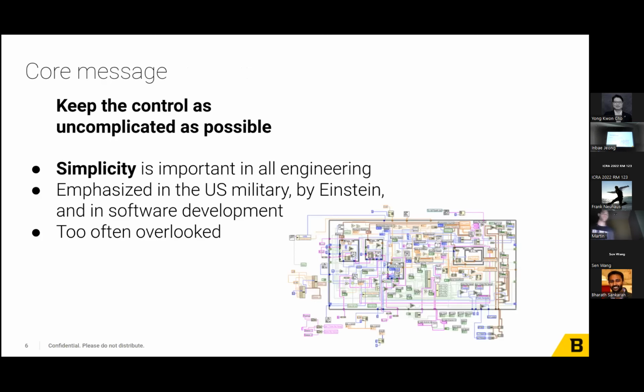So the core message of this presentation is to try to keep the control as uncomplicated as possible to make it easier to maintain and extend and so on. Simplicity is important in all engineering, and it's emphasized a lot in software development, especially with the agile paradigm, emphasized in the US military, and not only by engineers, but also by Einstein. So this, I think, is a pretty trustworthy group that promotes simplicity. Unfortunately, though, it's often overlooked, especially in my field, control.